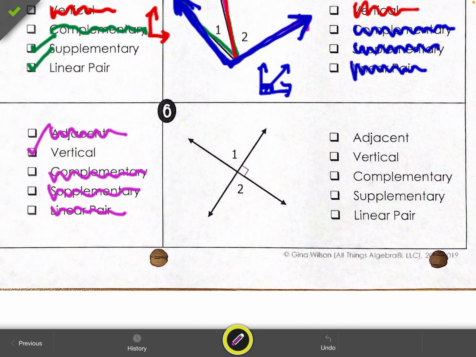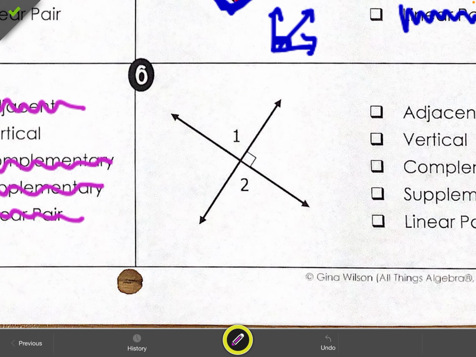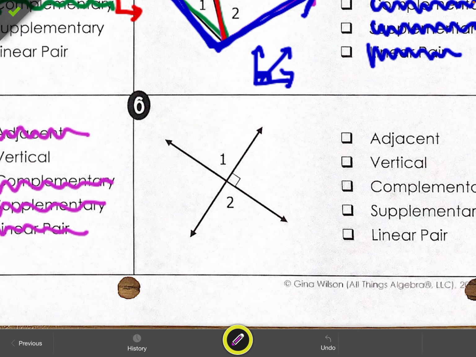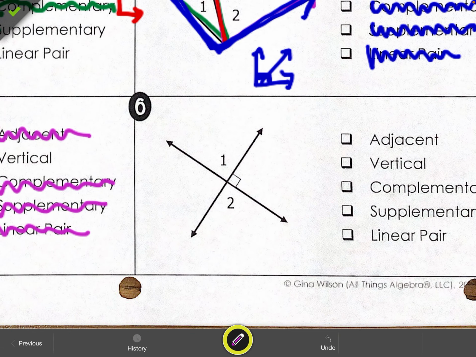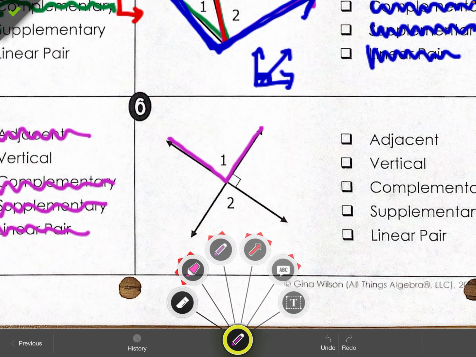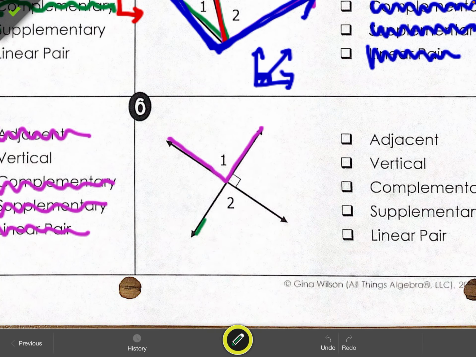All right, last one. Again, they're giving you a right angle. We're not going to really mess with that. We're just going to look at angle 1 and angle 2. Now, I probably should have done that in a different color. Let me redo that so the purples aren't blending all together. So there's angle 1. Here's angle 2. We're looking at angle 2. We're looking at angle 1.